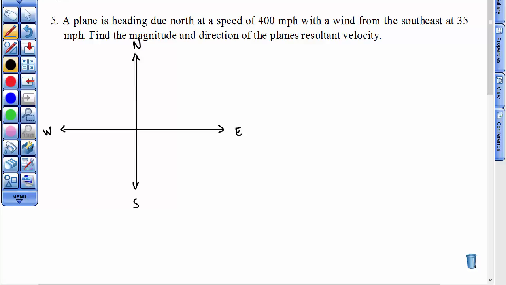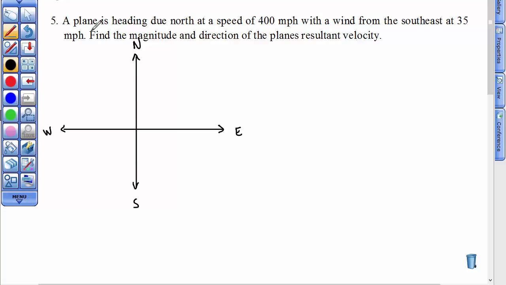This problem is about a plane that is heading due north at a speed of 400 miles per hour, and a wind is from the southeast at 35 miles per hour. This problem is found in the vectors lab that I've given you to work on. There are 6 questions on that vectors lab.